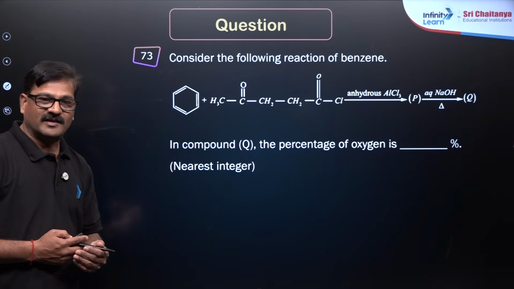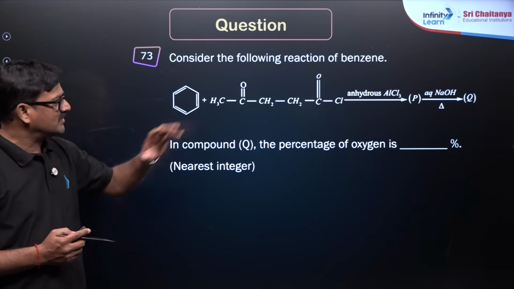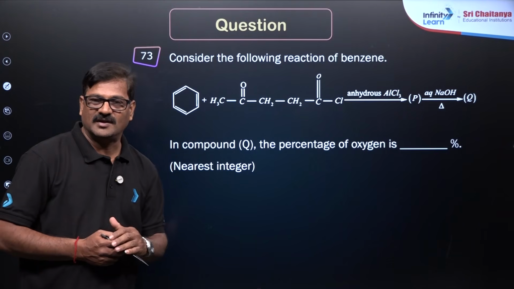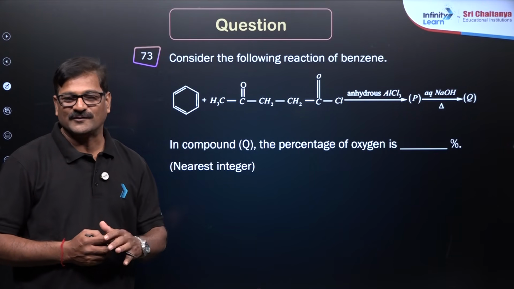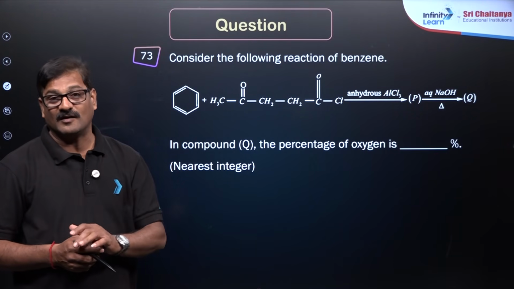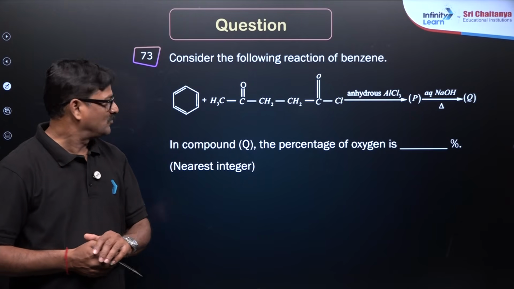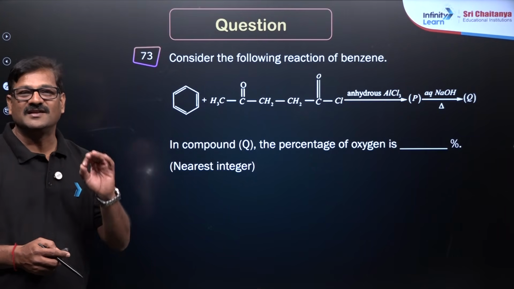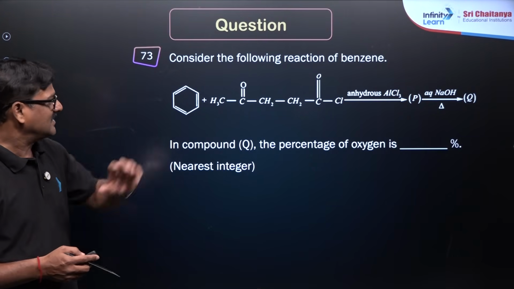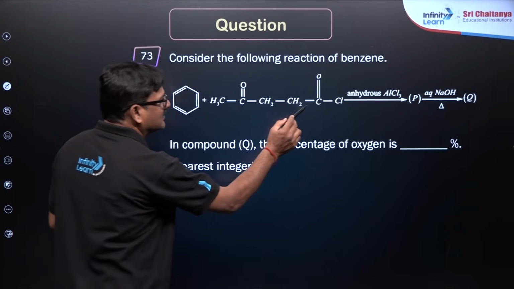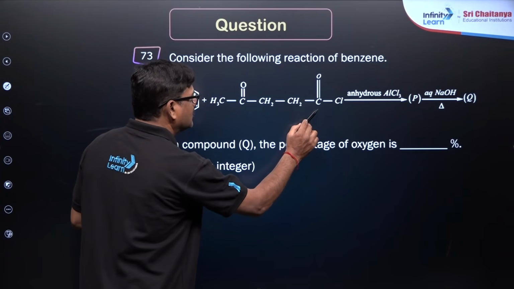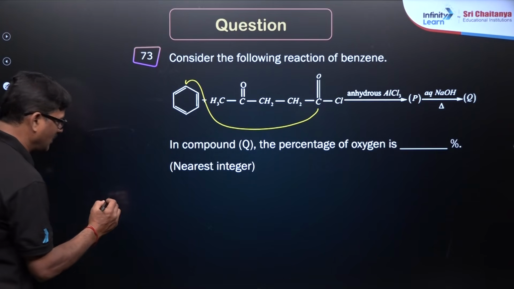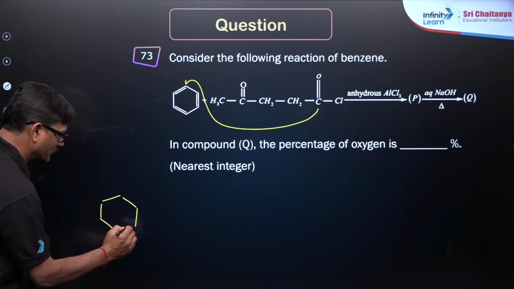So consider the following reaction. It is given benzene with some carbonyl compound with acid chloride. It is going to give a compound P and this is reacted with sodium hydroxide. Intramolecular aldol condensation reaction takes place. And the percentage of oxygen in this particular compound. It's really important. And a nice example here, whenever it is reacted with acid chloride, this acid chloride is going to give a compound like this. So P is going to be like this.